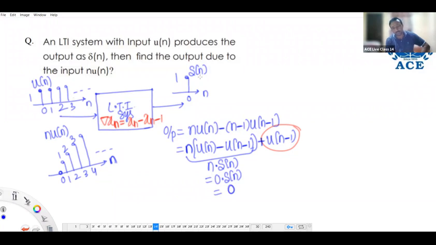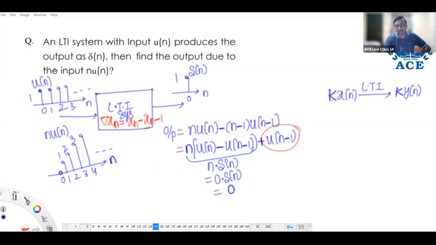From un to get del n, what is the system we need? First difference. Take the first difference of the input. For an LTI system, scaled input is scaled output if the scaling factor is a fixed number: 3 into xn gives 3 into yn, 2 plus j3 into xn gives 2 plus j3 into yn. N into xn is not n into yn. That is wrong.